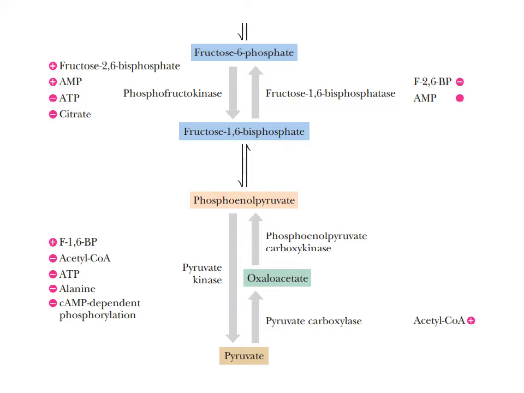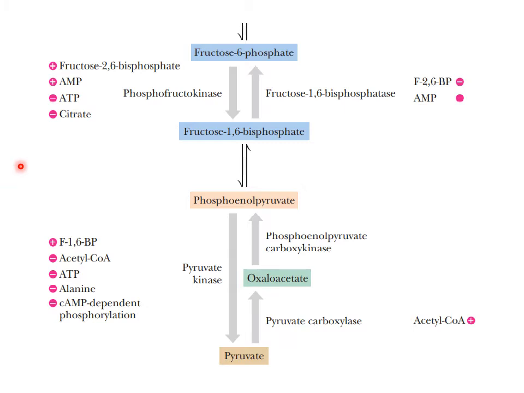Then we're going to look over here and we see a lot more inhibitors and activators. When you see a plus sign like these two over here, those are activators. When you see a minus sign, like we said before, those are inhibitors. Anything on this side is activating or inhibiting gluconeogenesis. Anything on this side is activating or inhibiting glycolysis.